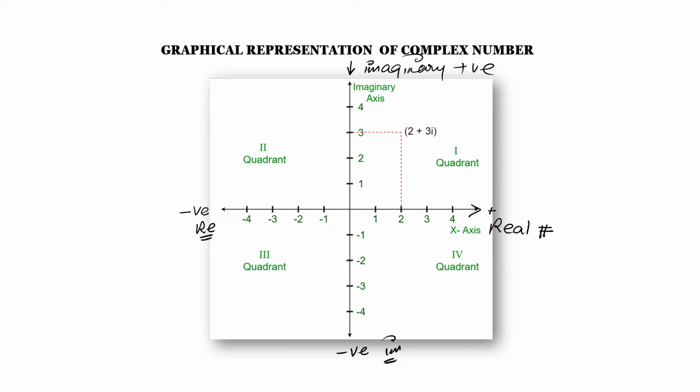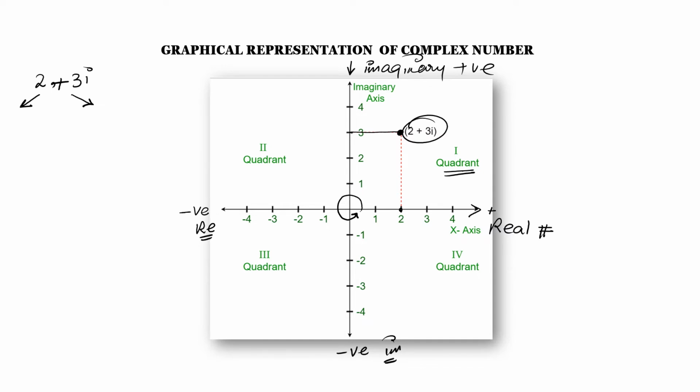Now, for example, I have the coordinate 2 and 3i. So, for example, 2 plus 3i. In this one, the real part is 2 and 3i is the imaginary part. Let's draw it. Here is my 2, and here is my 3i, so this is my point. Now you can see that 2 plus 3i is in quadrant 1, because we have to move anti-clockwise in the coordinate plane.